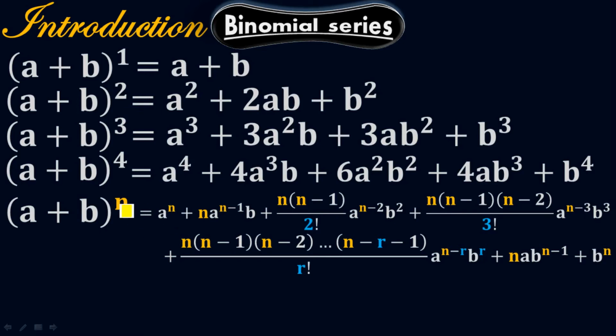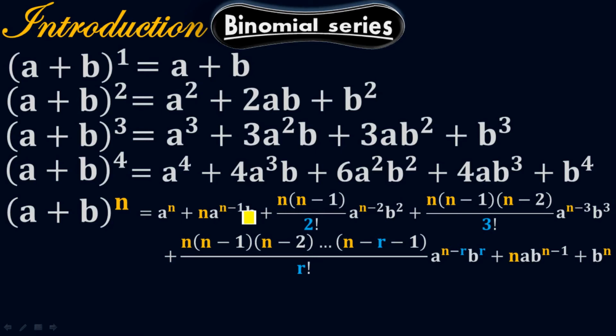Whatever value you have for the n, you just put it here for the n. Like we have 4 here, so a to the 4. We have 3 here, so a to the 3. We have 1 here, so a to the 1. For the first term, just plug in n equals 1, and then plus the same value, and then times a to the n minus 1. Whatever value you have for the n, you just subtract 1 from it, and then times b to the 1.